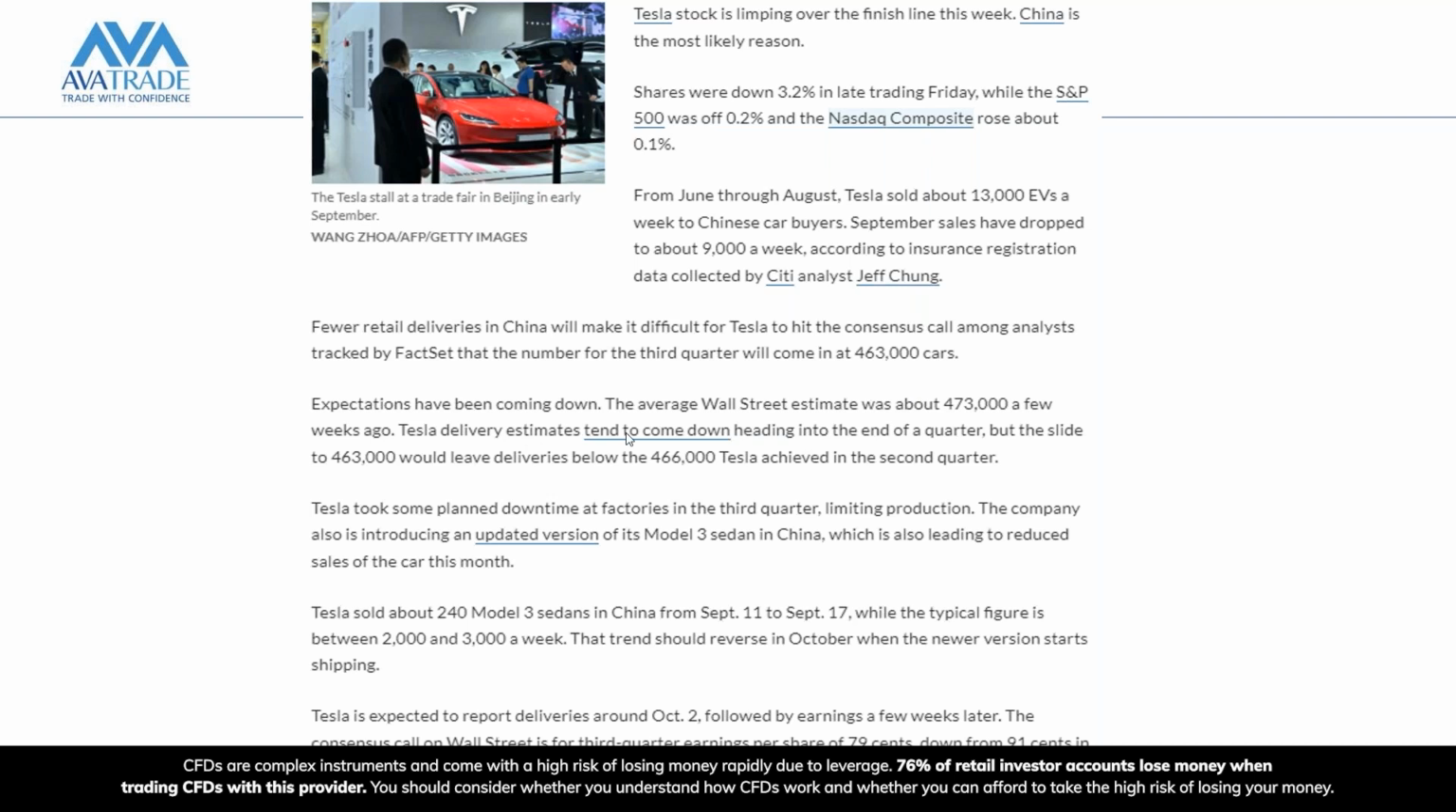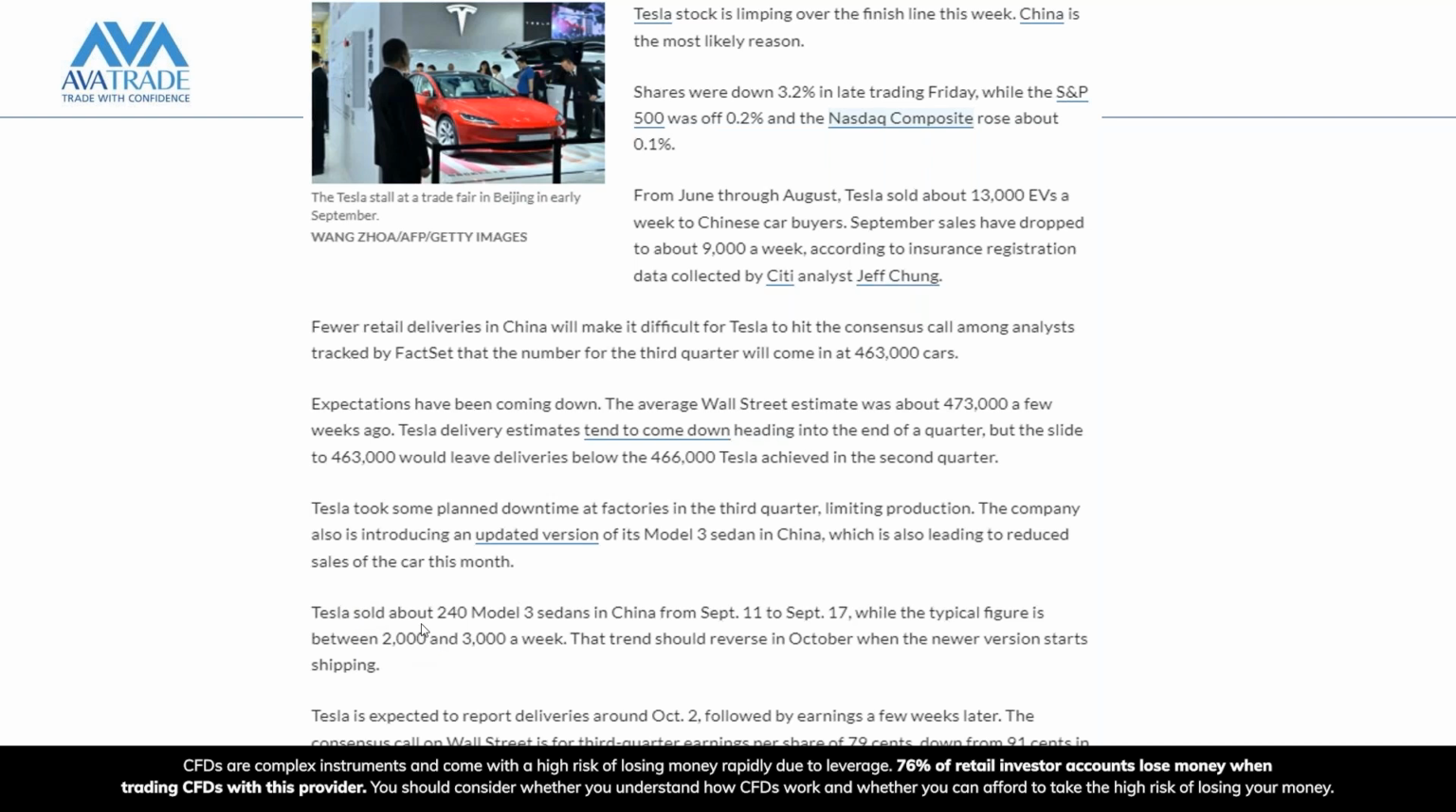Okay. Expectations have been coming down. The average Wall Street estimate was about 473,000 a few weeks ago. Tesla delivery estimates tend to come down heading into the end of quarter, but the slide to 463,000 would leave deliveries below the 466,000 Tesla achieved in the second quarter. So obviously the numbers are falling, right? Let's continue. Tesla took some planned downtime at factories in the third quarter, limiting production. The company also is introducing the updated version of its Model 3 sedan in China, which is also leading to reduced sales of the car this month.